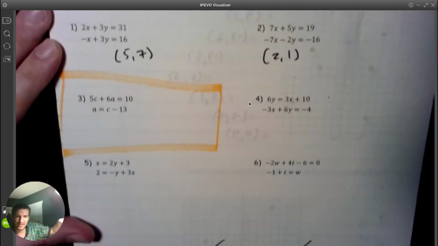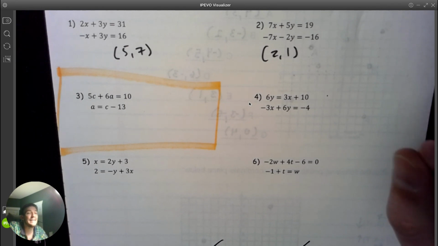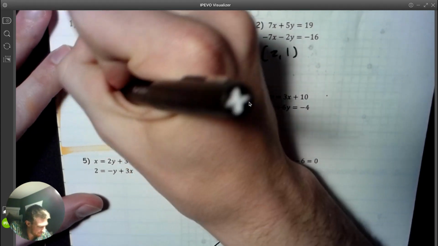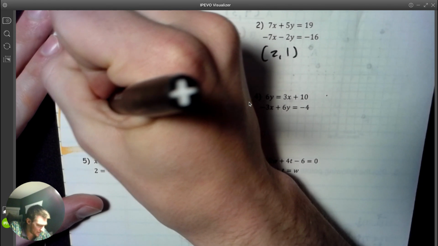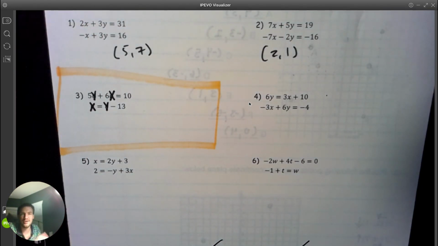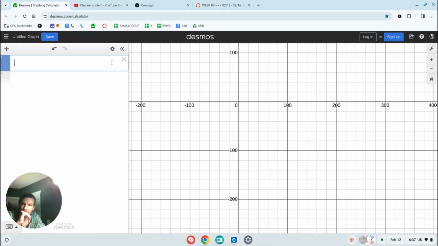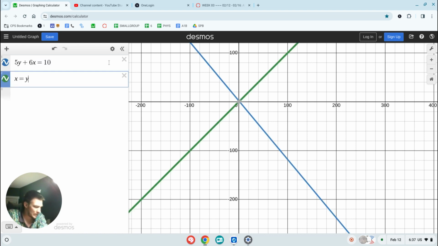So when we're doing this question, which one is the X? Well, this is obvious. A is obviously the first letter in the alphabet. So we're going to trade out the A's for X's and the C's for Y's. Click and type it in. 5y plus 6x equals 10, and x equals y minus 13.